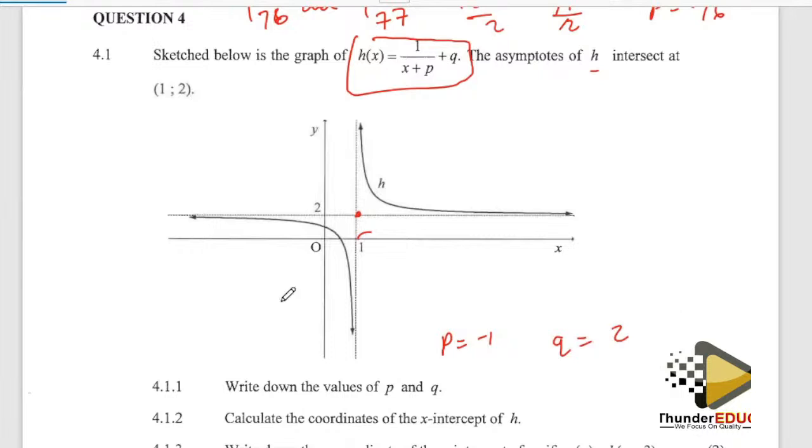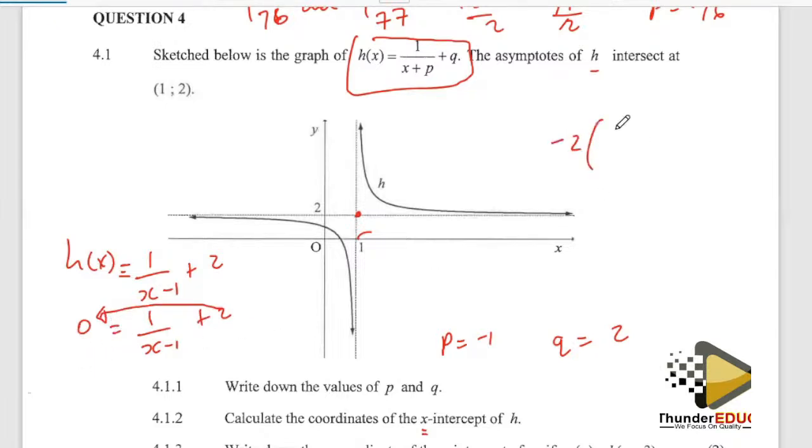Then they want us to get the coordinates of the x-intercept. Now, since we have this, when we try to replace that, it's going to be 1 over x minus 1 plus 2. One thing we know about the x-intercept, the y must be 0. So we're going to replace h of x with 0. So that's 0 is equal to 1 over x minus 1 plus 2. Then we can shift the 2 to that side. We're going to have a negative 2.